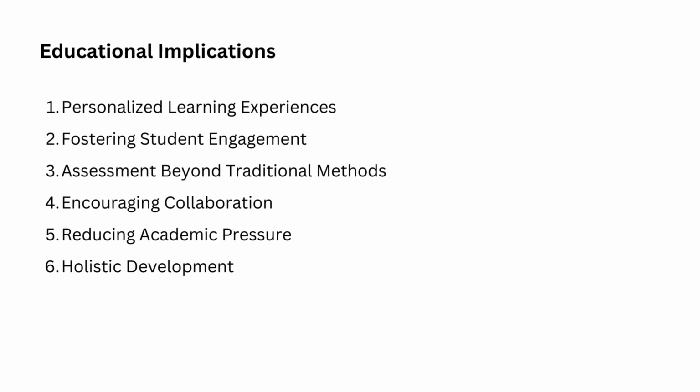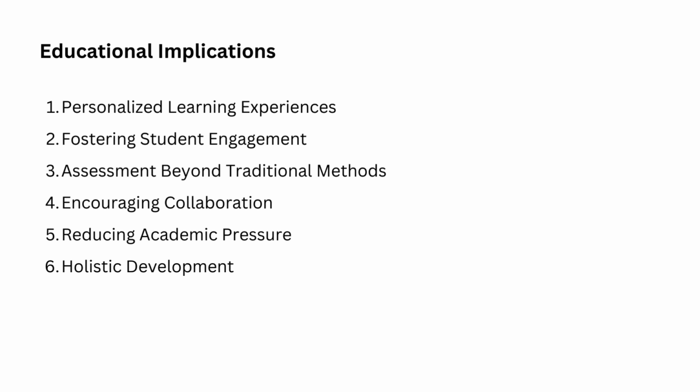Number 4, encouraging collaboration. Gardner's theory fosters an environment where students can collaborate and bring their unique skills to the table. Group projects can be designed to assign tasks based on each student's dominant intelligence. For example, in a group working on a science project, one student might be responsible for research, which is logical-mathematical, another for organizing the presentation, which is spatial intelligence, and another student for delivering the final presentation, which is linguistic intelligence.